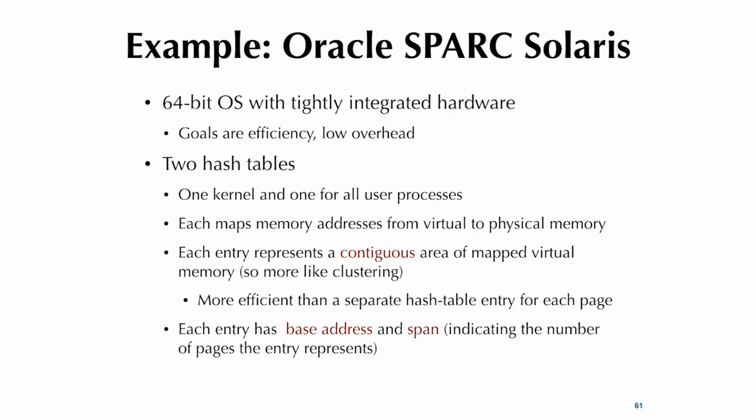Okay, so Spark, Ultra Spark, was originally done by Sun, right? And Sun got acquired by Oracle, so now it's Oracle Spark, and they do not only the processor but also the OS. Spark went to 64-bit pretty early on, and the OS and the hardware are tightly integrated, and they do have two hash tables, one for the kernel and one for all user processes.